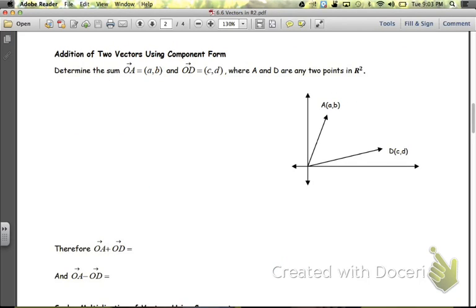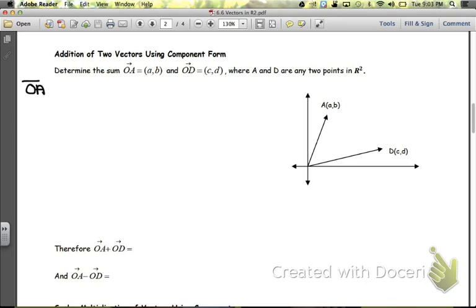Now we'll continue by looking at the addition of two vectors using component form. So we want to determine the sum of OA, which is equal to AB, and OD, which is equal to CD, where A and B are any 2 points in R2, as you can see here in our visual diagram.